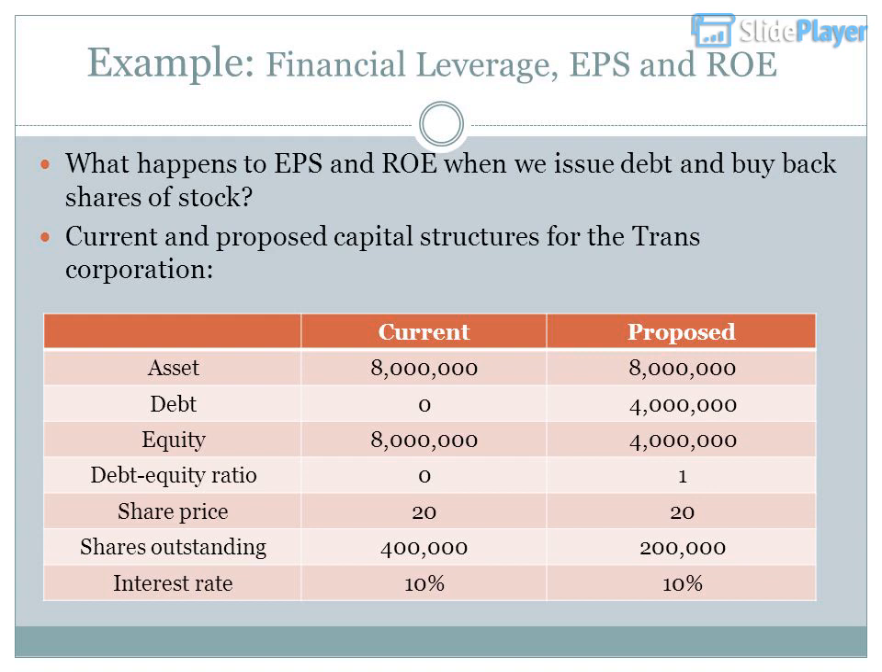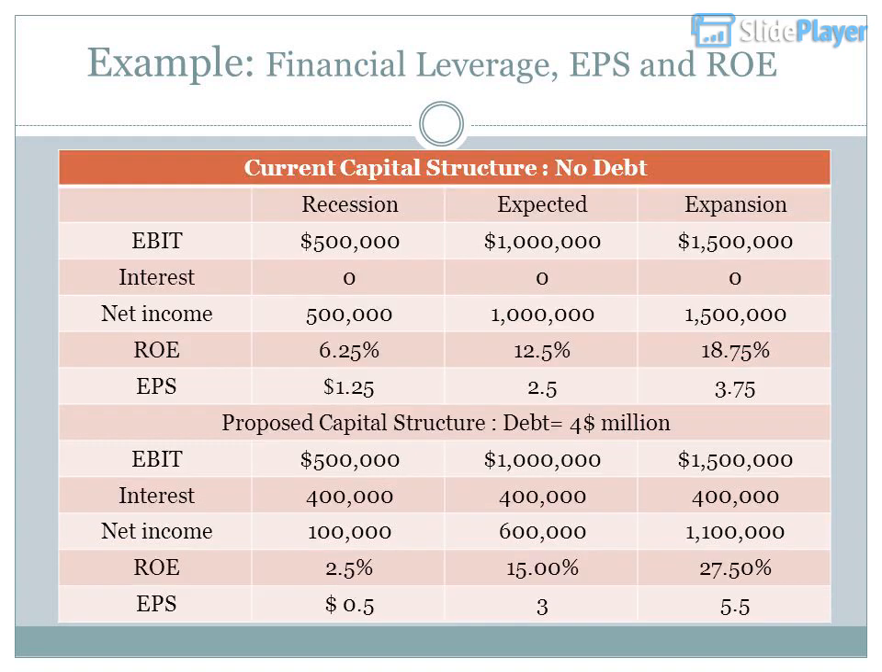Example, financial leverage, EPS and ROE. What happens to EPS and ROE when we issue debt and buy back shares of stock? Current and proposed capital structures for the Trans Corporation. Assets: 80 lakh. Debt: current 0, proposed 40 lakh. Equity: current 80 lakh, proposed 40 lakh. Debt equity ratio: current 0, proposed 1. Share price: 20. Shares outstanding: current 4 lakh, proposed 2 lakh. Interest rate: 10%.